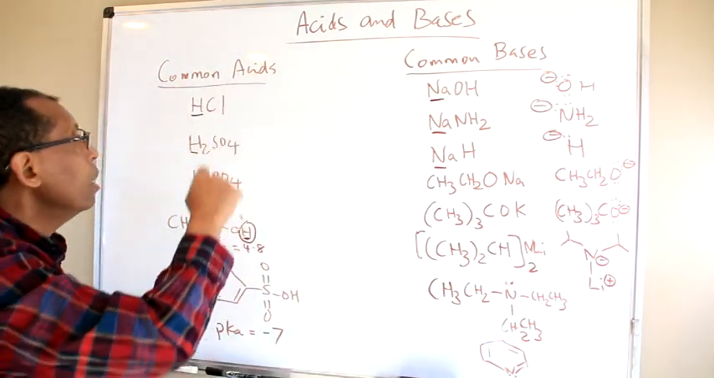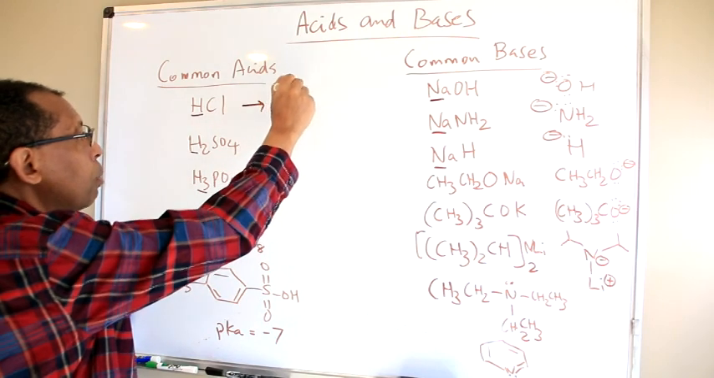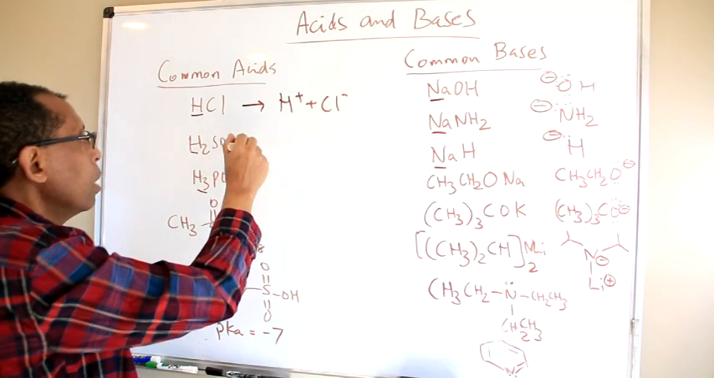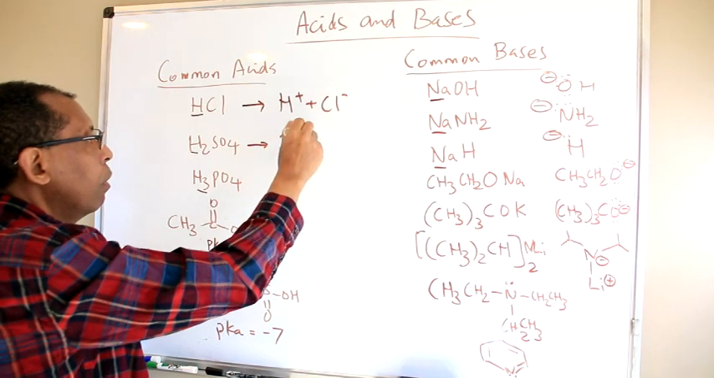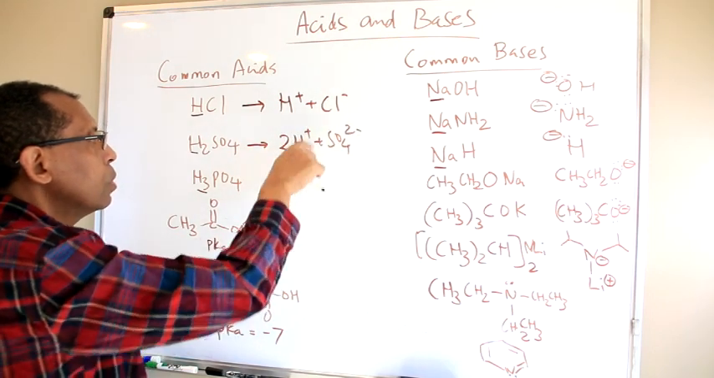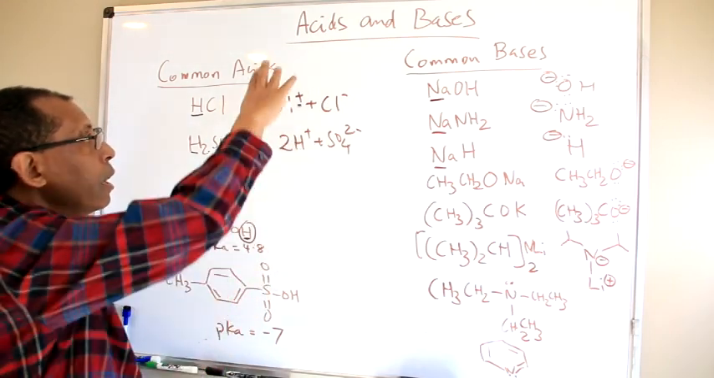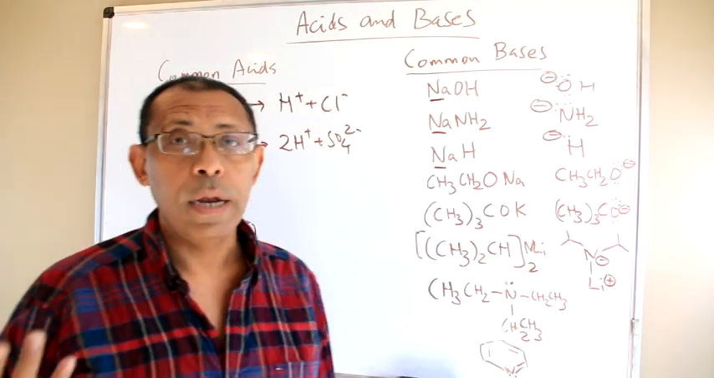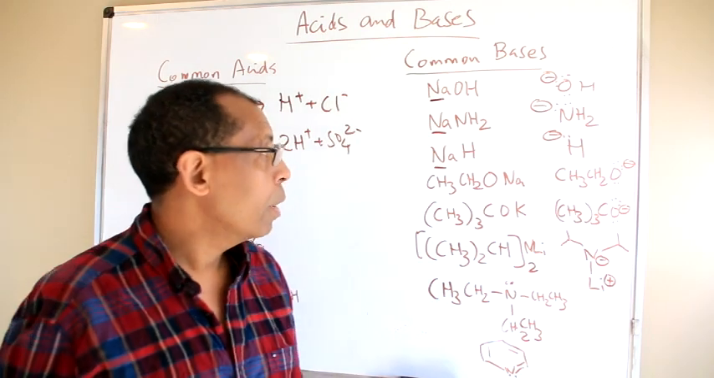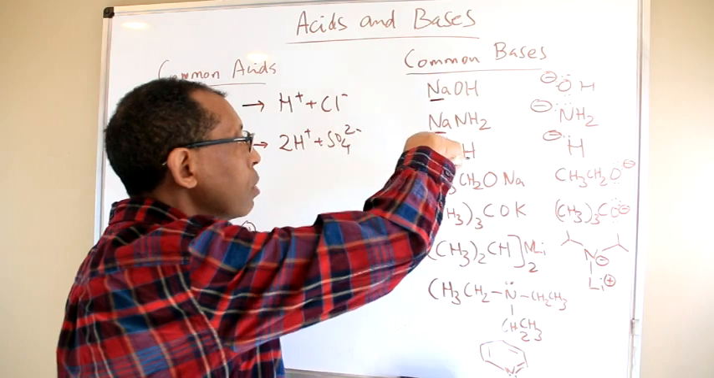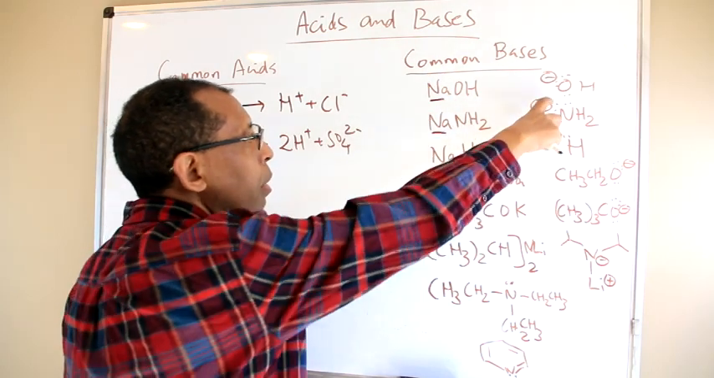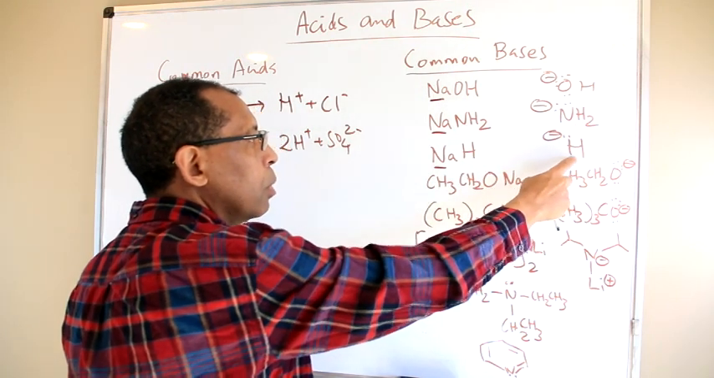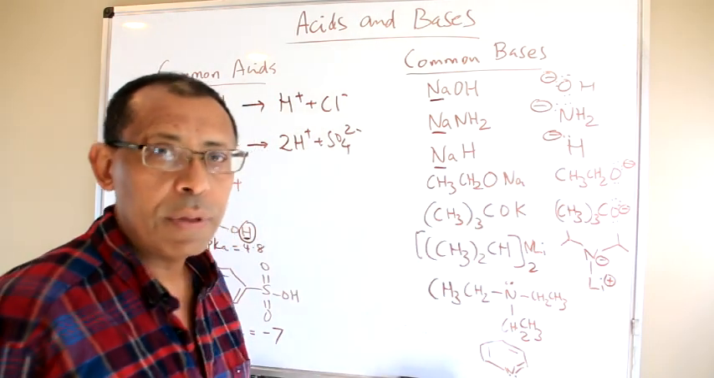If you look here, the ionization of this acid always gives H plus and Cl minus. So here the conjugate acid is H plus. If you look at sulfuric acid, it gives off two protons that are positive. So most of the acids carry protons, while most of the bases carry either a negatively charged species or a pair of electrons. Here, these are the spectator ions, which are not part of the basicity, but the basicity comes from the hydroxide ion and the amide ion.